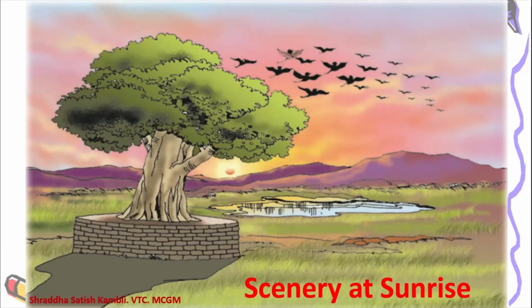So we are going to take a look at the scenery around us at sunrise. What different things can you see in this picture? You can see an open space, you can see a tree, a pond, some mountains, and of course you can see the sun rising. Okay, and because the sun is rising, there are a lot of changes which are happening.